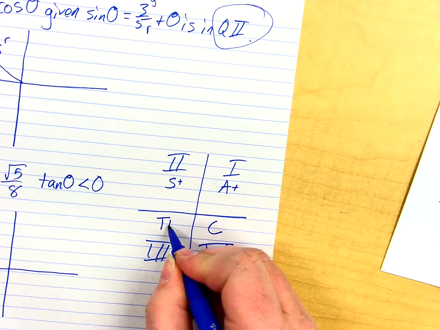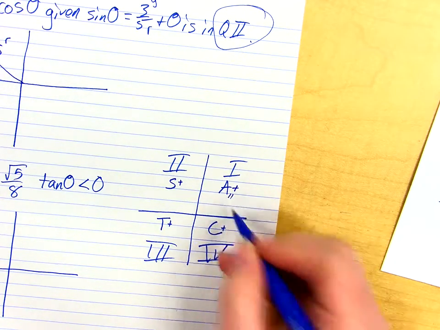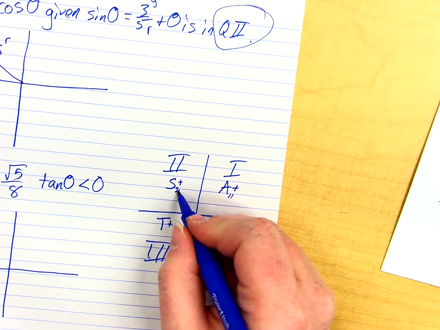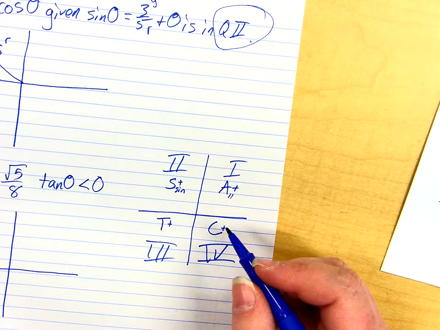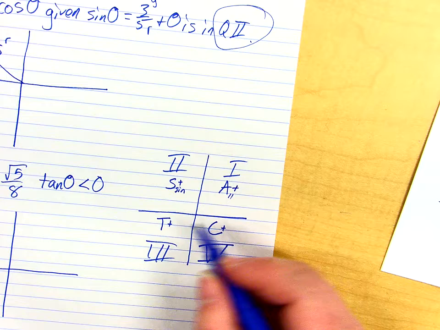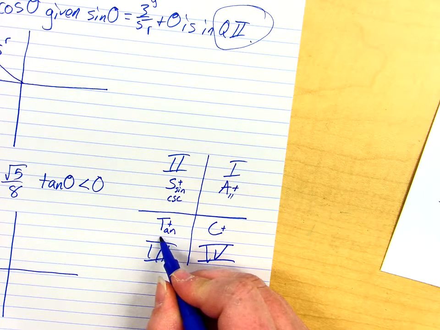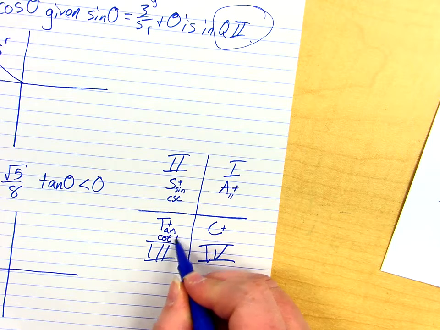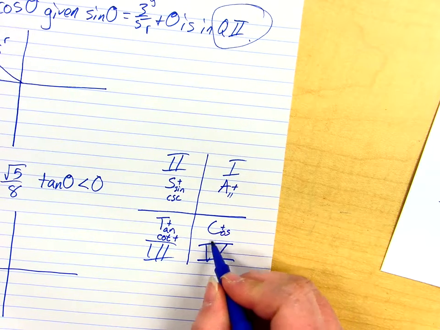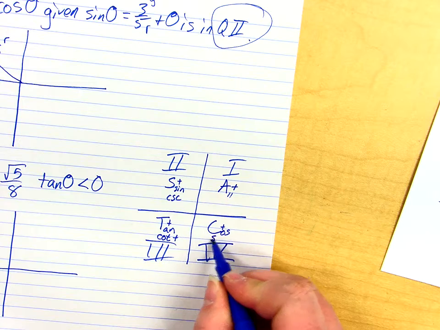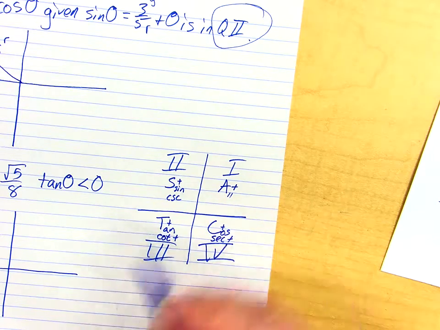It's all of these and their reciprocals, right? A stands for all, so everybody's positive there. This one was sine, and if sine's positive, who else is? Cosecant, its reciprocal. That's tangent, and then its reciprocal, which is cotangent. C, of course, is cosine, and its reciprocal, which is secant. Those are the ones that are positive in each quadrant.